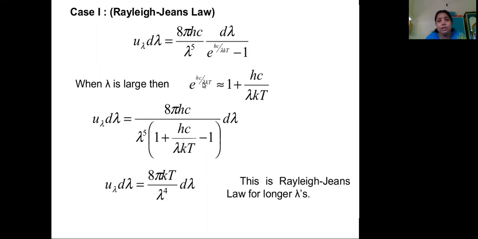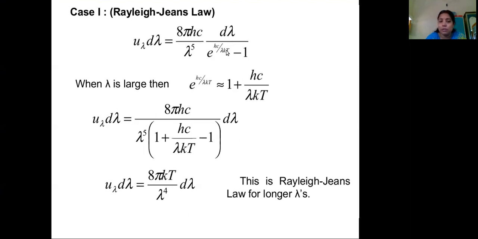So if e to the power something is very small, we can expand it as e to the power x equal to 1 plus x plus x square by factorial 2 plus x cube by factorial 3 and so on. Now if x is very small, we can neglect the higher order terms of x. So we can just write e to the power x equal to 1 plus x. That is why it is written here e to the power hc by lambda kT is almost equal to 1 plus hc by lambda kT.